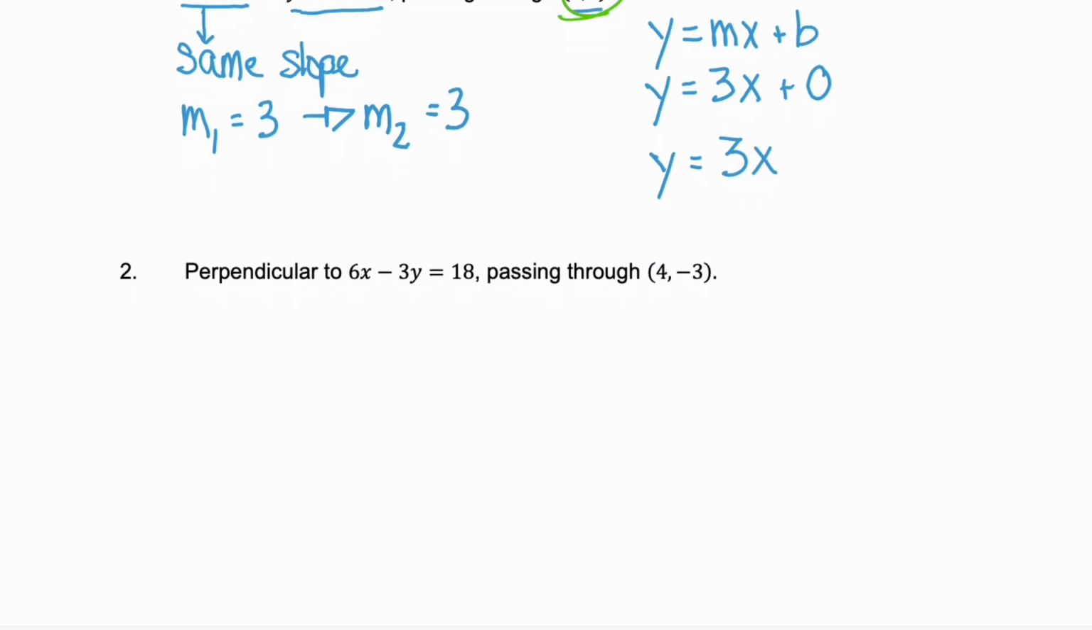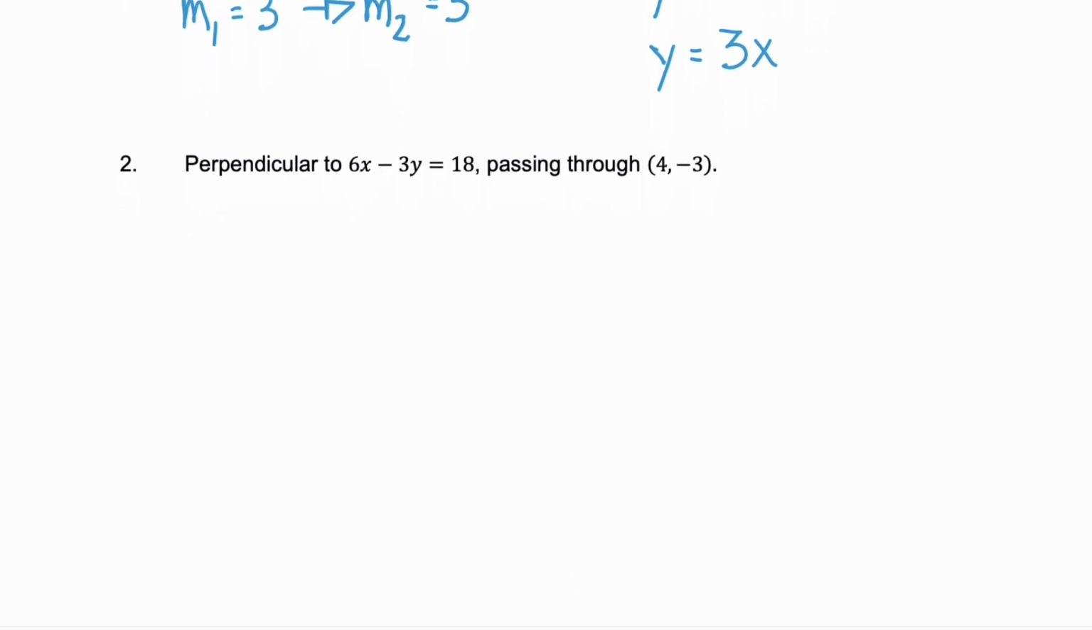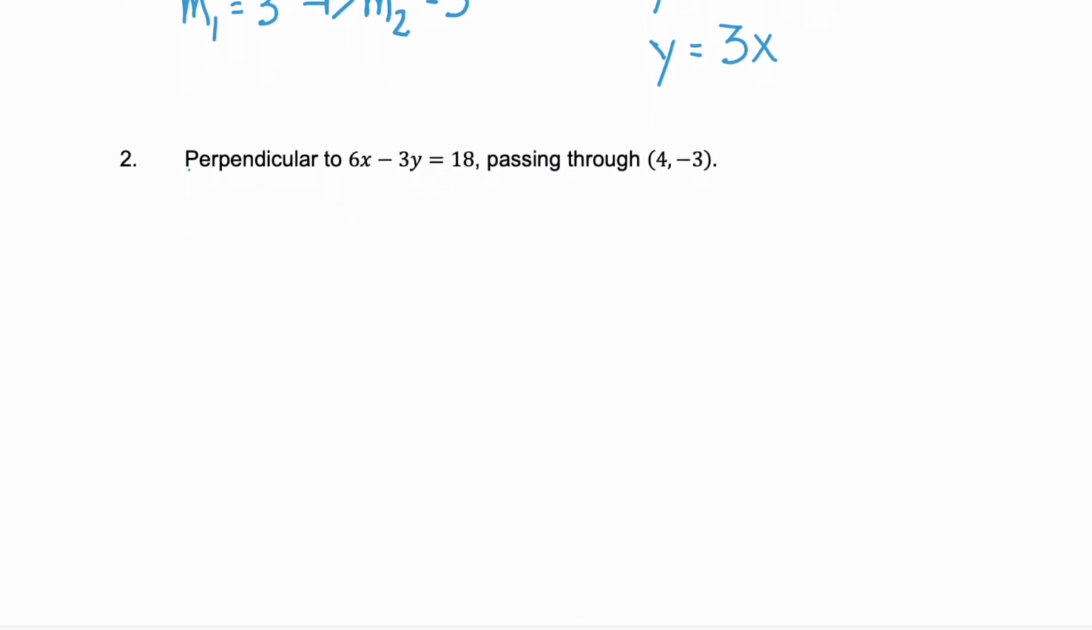Now look at example 2. We need to find a perpendicular line. And it needs to be perpendicular to 6x minus 3y equals 18 and pass through this given point. Well, because our given line isn't in y equals mx plus b format, it's going to take us a little more work. We need to rewrite that first, and then we can figure out our slope.